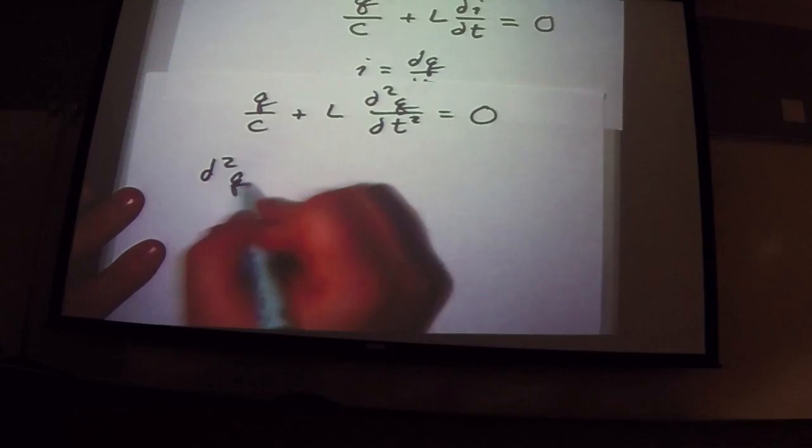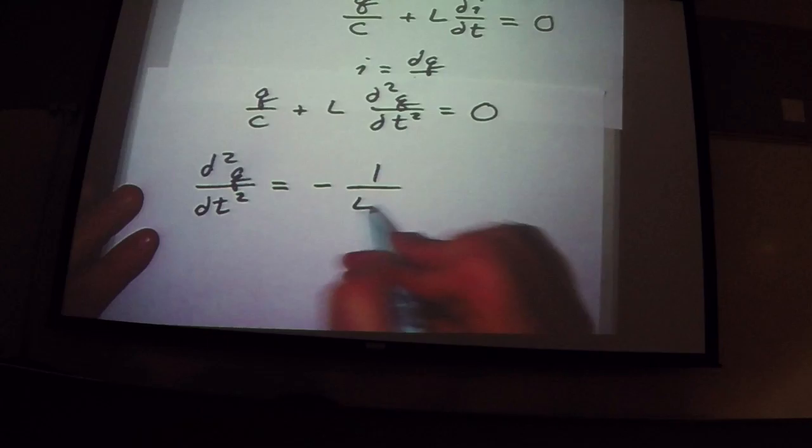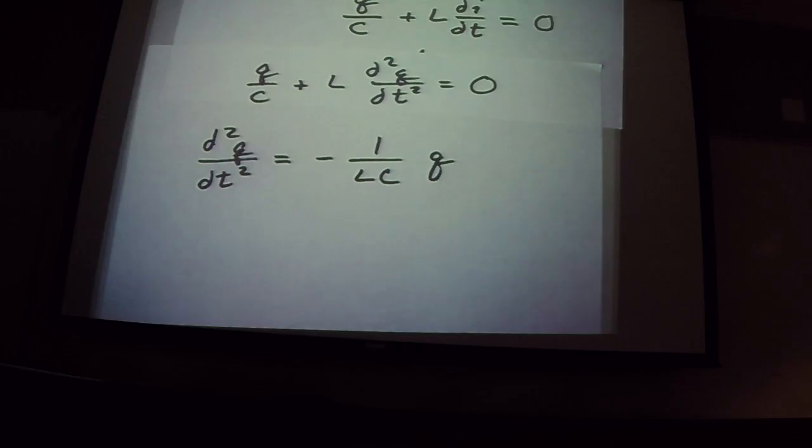All right, here we go. Take this to the other side, it becomes a negative. Divide by L, and we get this. We get d squared q dt squared is equal to minus 1 over LC times q.